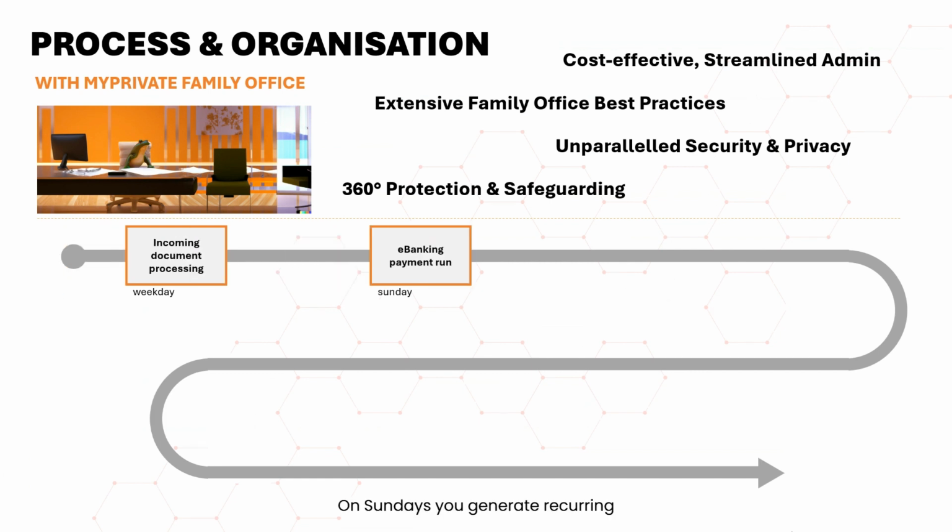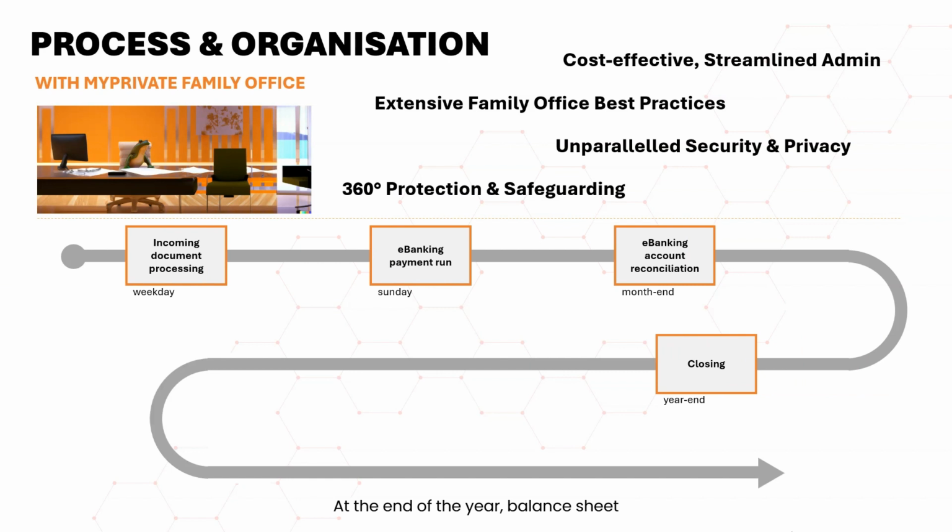On Sundays, you generate recurring payments and send e-banking instructions to your bank for all invoices due. At month-end, you retrieve account statements from your bank. MyPrivate performs automatic reconciliation of payments and allocates other costs to the appropriate accounts. At the end of the year, balance sheet valuations are updated and financial reports are generated.